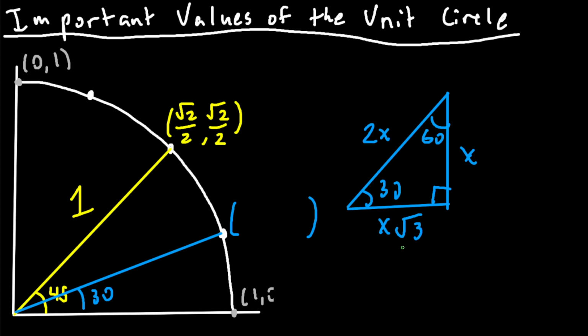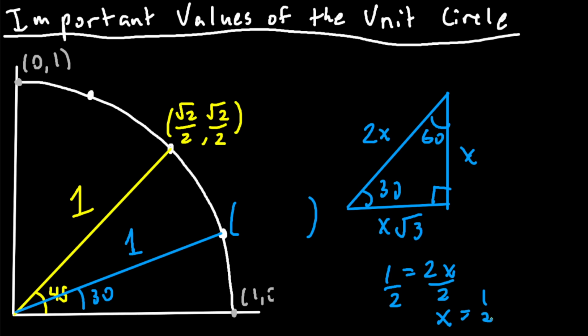So anyway, let's do the same thing that we did here. We know, of course, this has to be 1. This is a unit circle. So 1 is equal to 2x. We just divide by 2. So now we know that x is equal to 1/2.